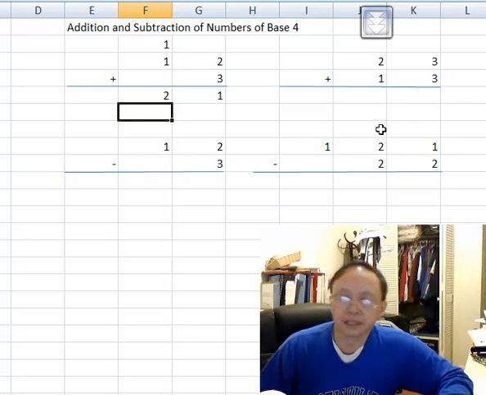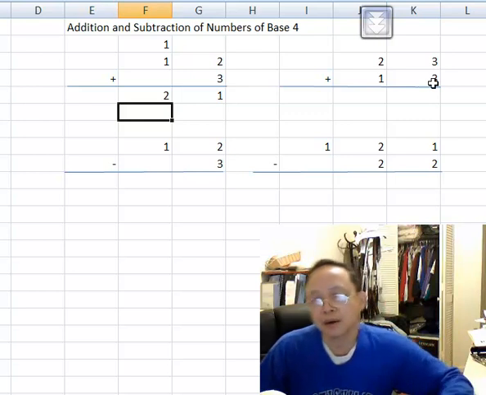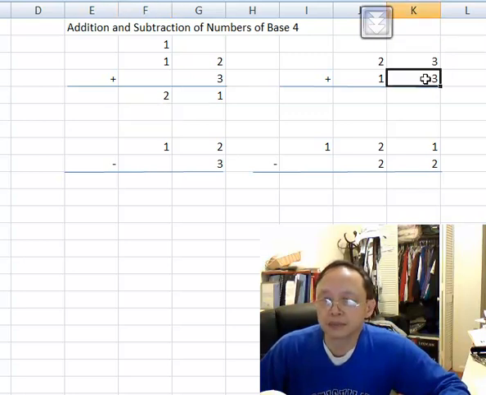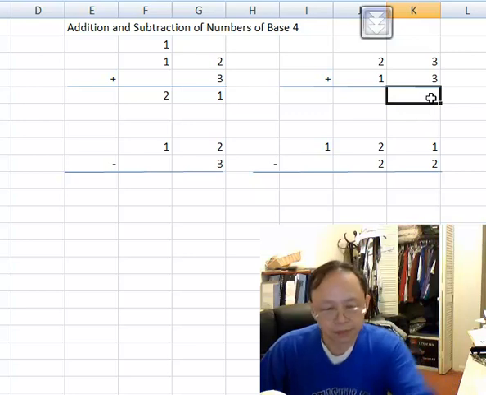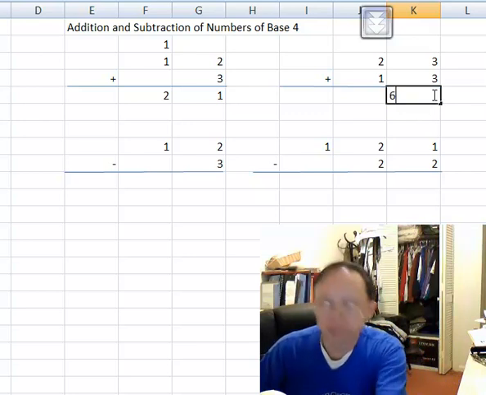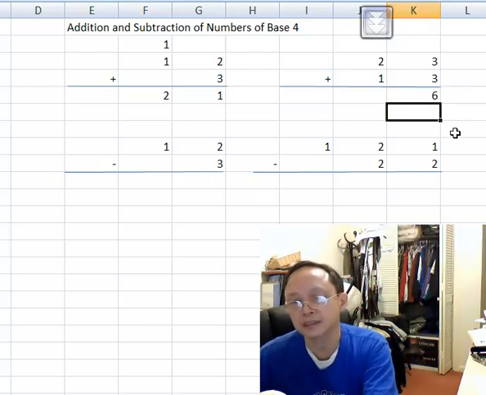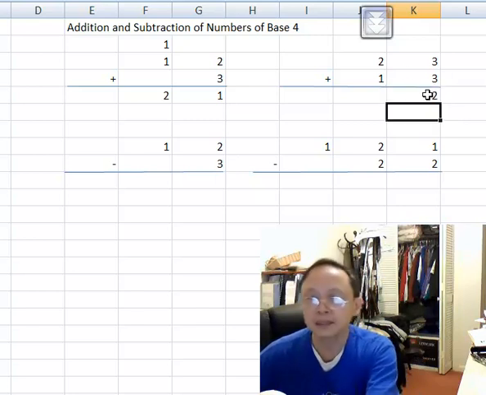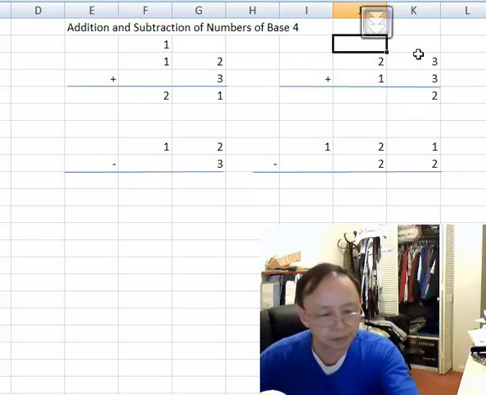So now let's look at the second example. Suppose you have 2, 3 plus 1, 3. All of these two numbers are base 4. So now we start out 3 plus 3, so we get 6. We should get 6. But in base 4, 6 is 2 carry 1. 6 divided by 4, the quotient is 1. Remainder is 2. So we don't write 6. We write 2. And then we have carry 1.